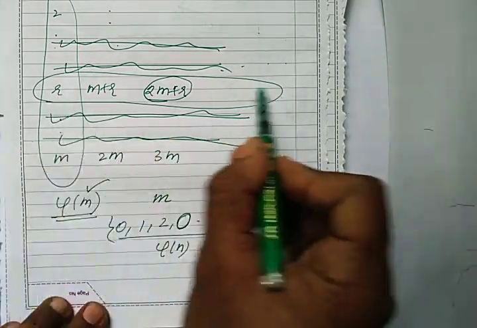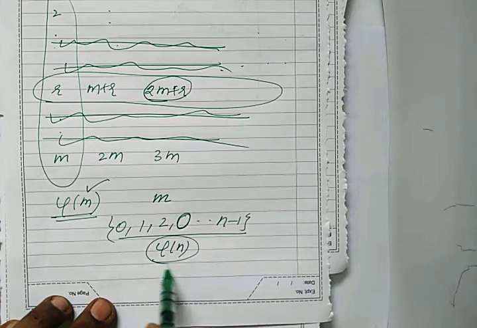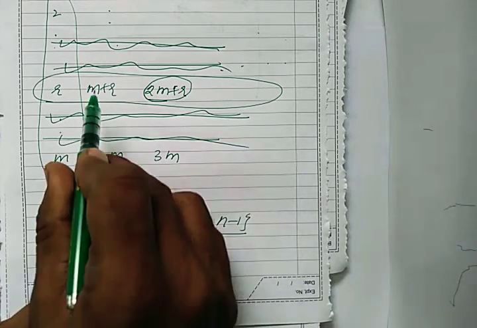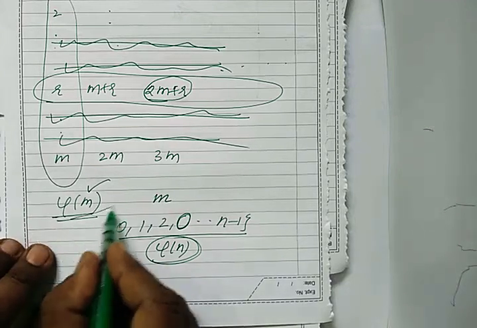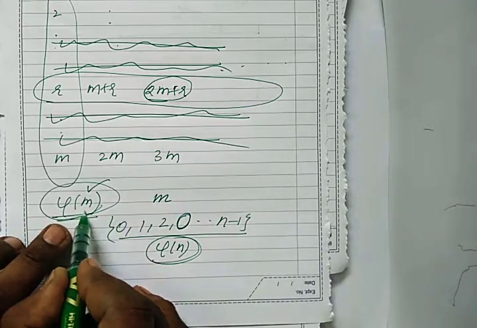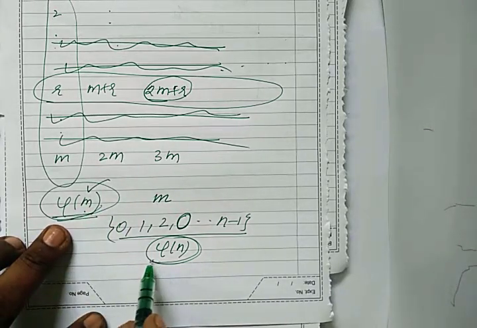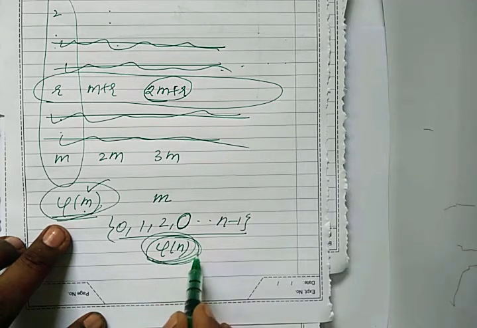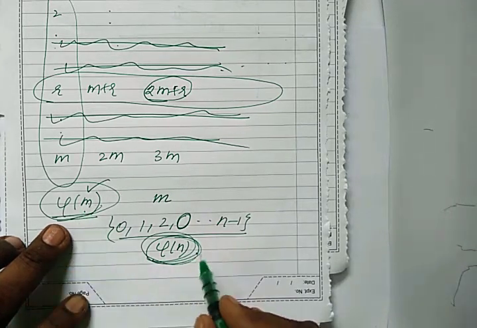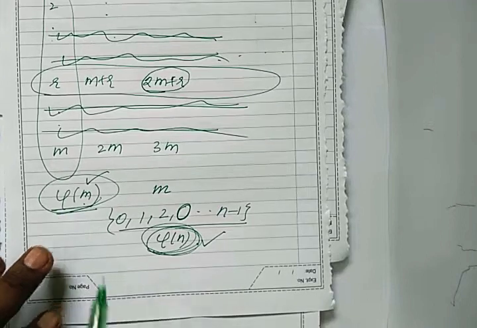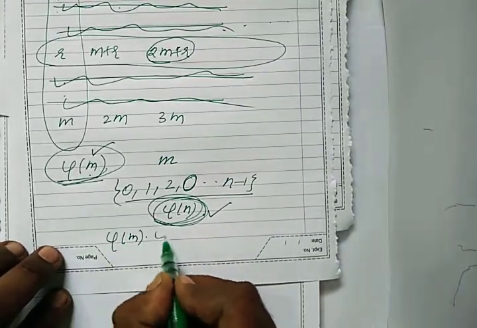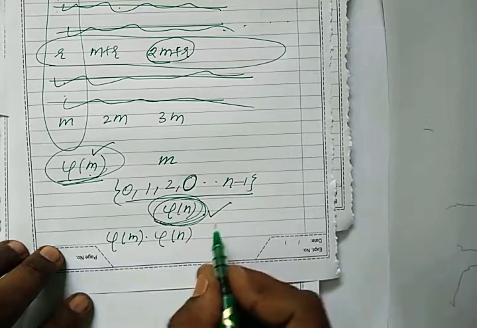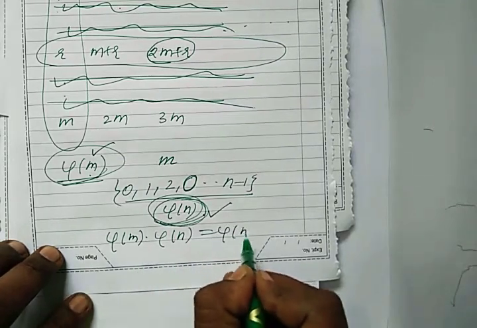So in each row, excluding these many numbers, we are deleting the remaining numbers. There are only these many rows, and in each row there are these many numbers. So how many numbers are totally left? Phi of m into phi of n numbers, and this is phi of mn.